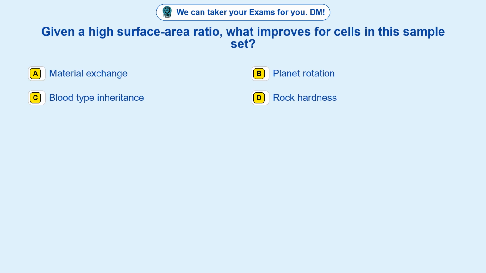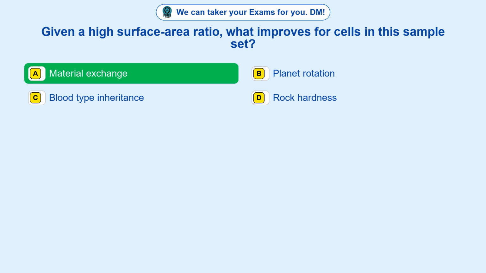Question 26. Given a high surface area ratio, what improves for cells in the sample set? Option A, material exchange. Option B, planet rotation. Option C, blood type inheritance. Option D, rock hardness. The correct answer is option A.